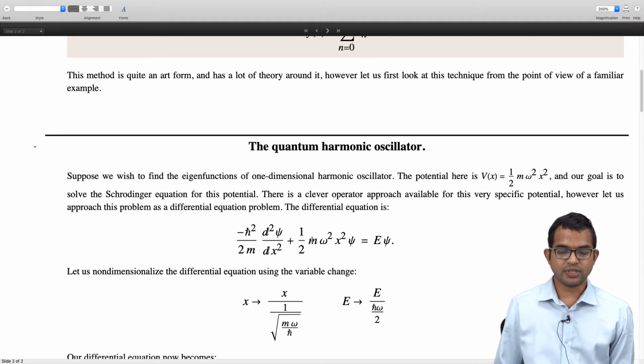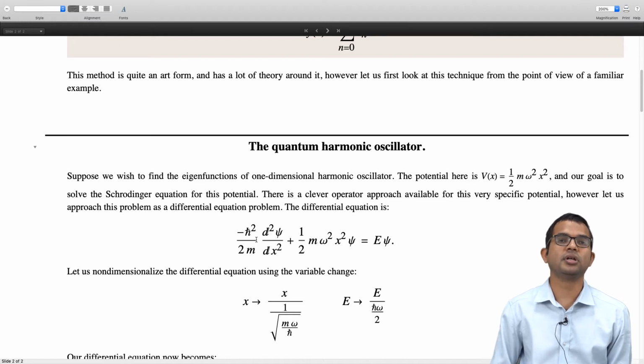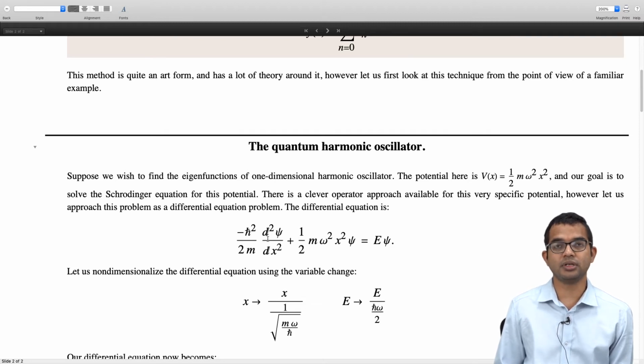Okay, so the first step is to non-dimensionalize this, right? So we start with the differential equation, which is the Schrodinger equation, H psi is equal to E psi. So what we are doing here is solving the time independent Schrodinger equation, right, from which you can also solve the time dependent Schrodinger equation. So the time independent Schrodinger equation is H psi equals E psi, and H in this case is given by minus h cross squared by 2m d squared by dx squared plus the potential, which is half m omega squared x squared. So this is the differential equation which we need to solve.